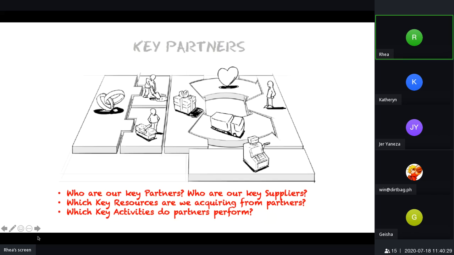Key partners. Of course, you are not only building a business as an island. No startup is an island. So you need to be able to identify who you should onboard and help you with your startup. So who would be your key partners? Who would be your suppliers? Okay? And which would be the key resources so we can acquire partners, investors, and whatnot would definitely help you answer the key partners.